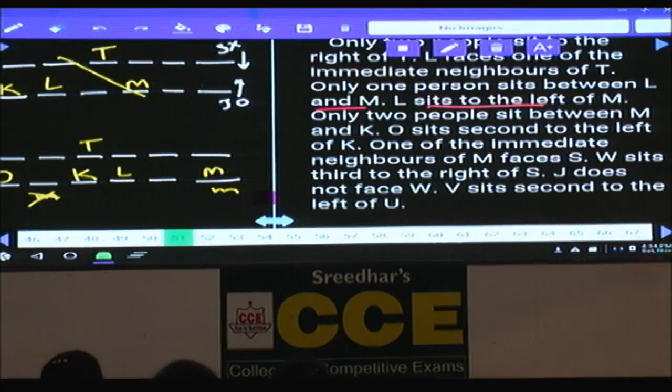Now in the first case, second to the left of K is not possible because K himself is at the left extreme end. O sits second to the left of K. One of the immediate neighbors of M faces S. Immediate neighbors of M facing S means S must be here. W sits third to the right of S. 1, 2, 3, W is here.